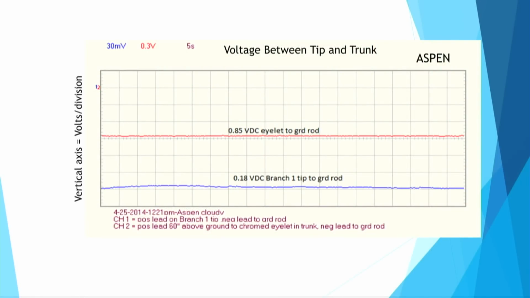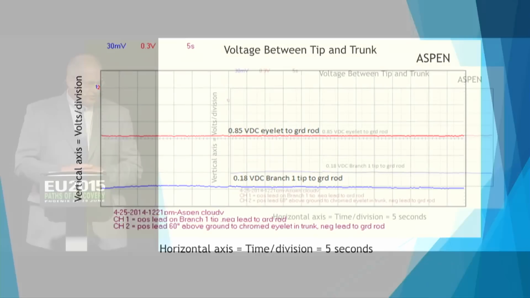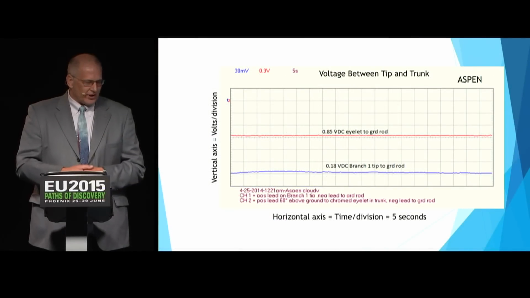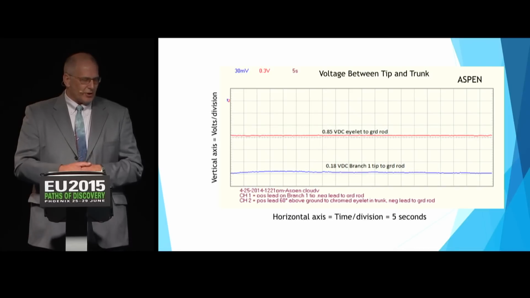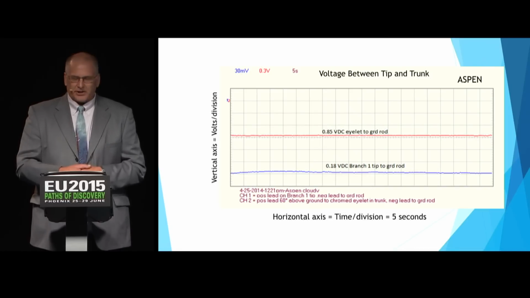The vertical axis is volts per division. The horizontal axis is time per division, 5 seconds in this case. The red line, as you're called, channel 2, is in the trunk, and it's 0.85 volts DC. And the blue line, channel 1 at the tip of the branch, is 0.18 volts DC. And they're both negative. But the voltage in the trunk is considerably higher than at the branch tip.